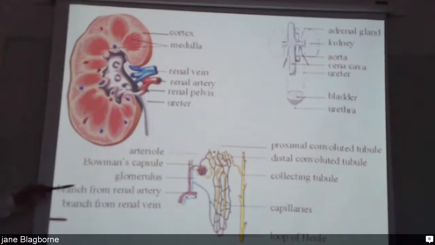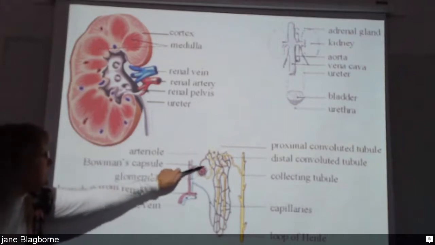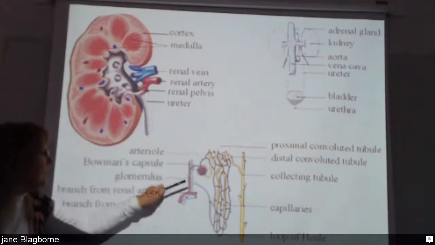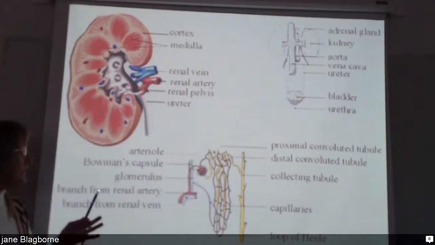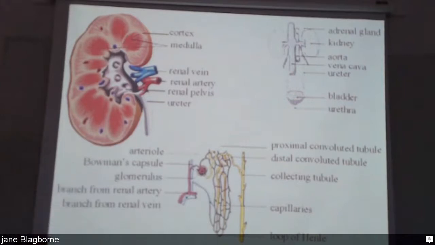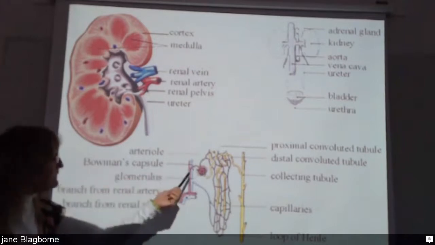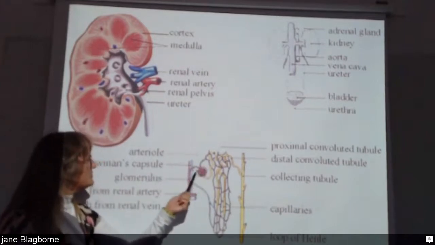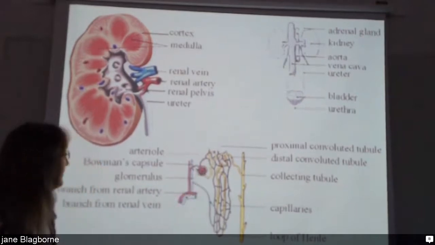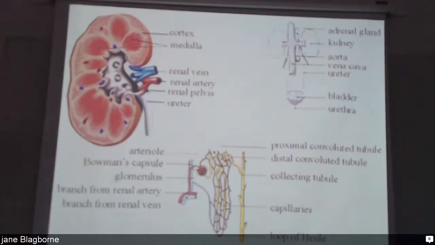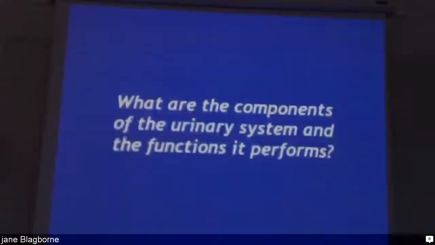What else? The Bowman's capsule. We're going to talk about all this; all the PowerPoints that follow are all about these things. Bowman's capsule is shown here, and it's just around the glomerulus. The glomerulus is the major part of the nephron that is filtering. It's right in the middle here. You can see the capsule around it, which is Bowman's capsule, and right inside is the glomerulus. So those probably are the most important parts of that picture, and we'll carry on.